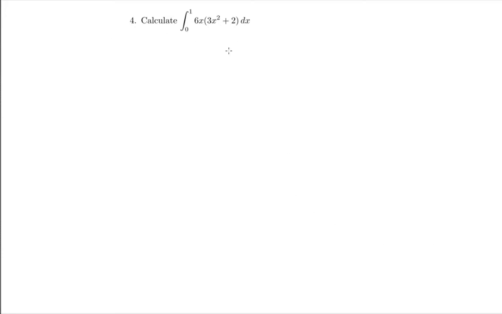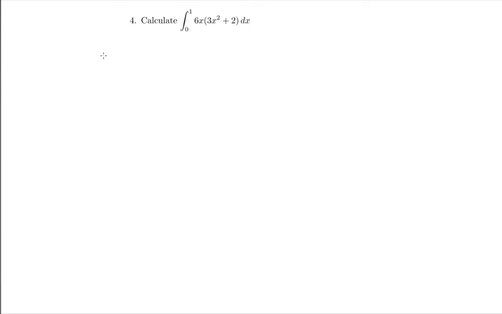Let's take a look at this question. It's asking us to calculate the definite integral from x equals 0 to x equals 1 of 6x times (3x squared plus 2) with respect to x. So in this situation, one thing we could do, if we wanted to, is simplify this.